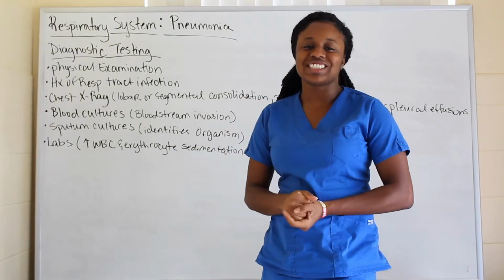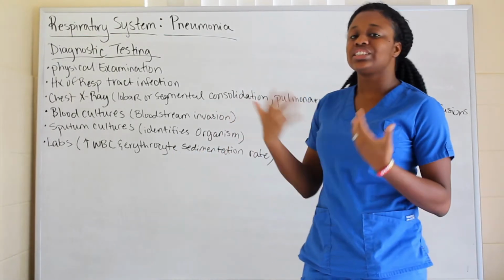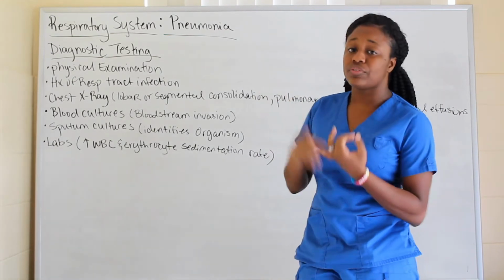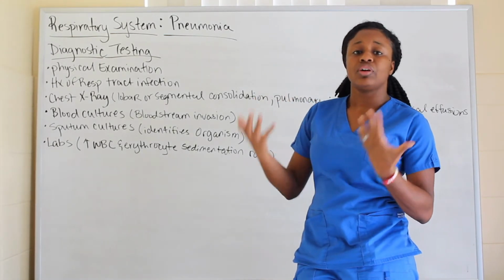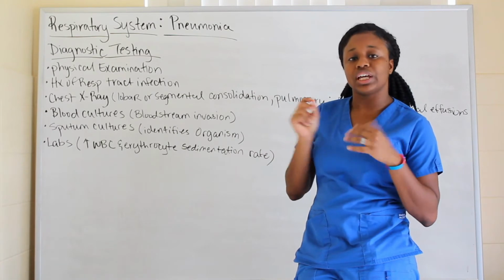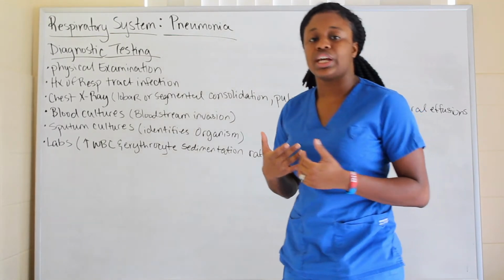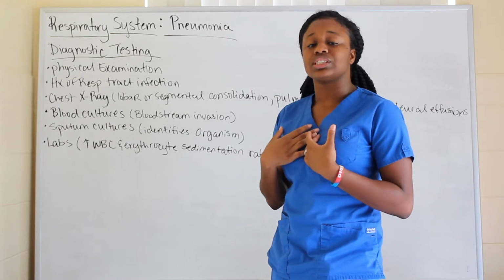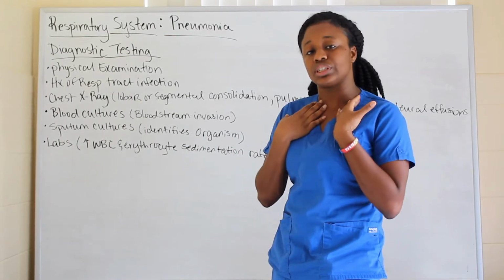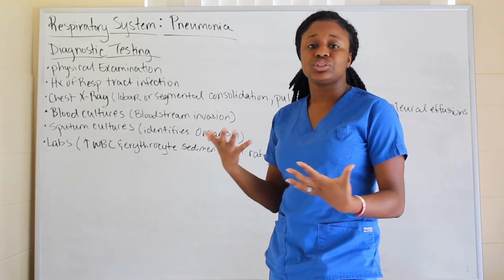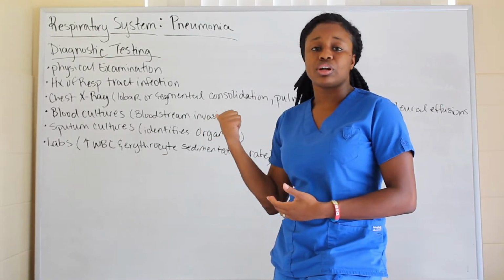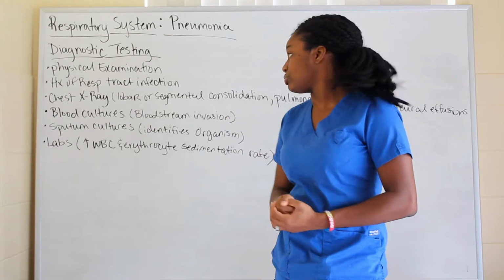So we have diagnostic testing. With your diagnostic testing, these are the things that you want to look out for. You have your physical examination, which is your respiratory assessment. You inspect and make sure that the chest rises and falls evenly, and that there's no use of the accessory muscles. All those things can let you know that something is going on with the respiratory tract. So you want to make sure that you are doing your physical examination.